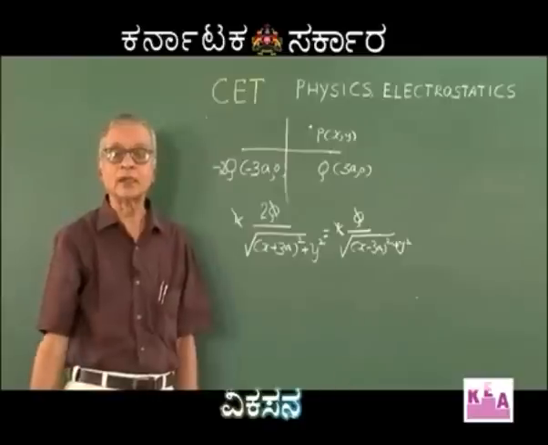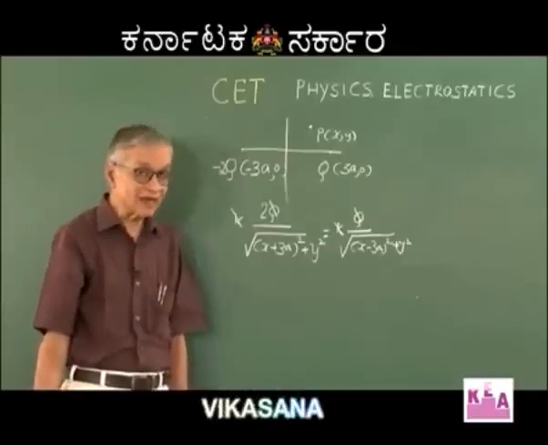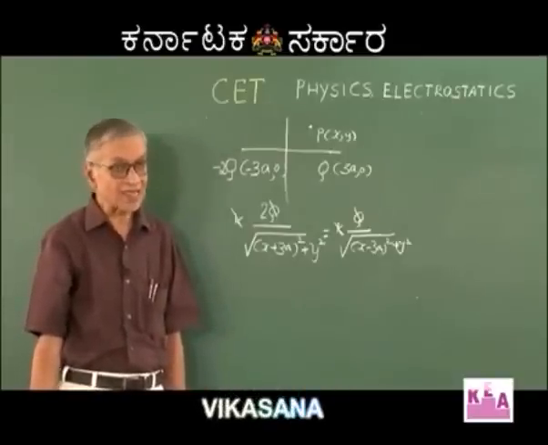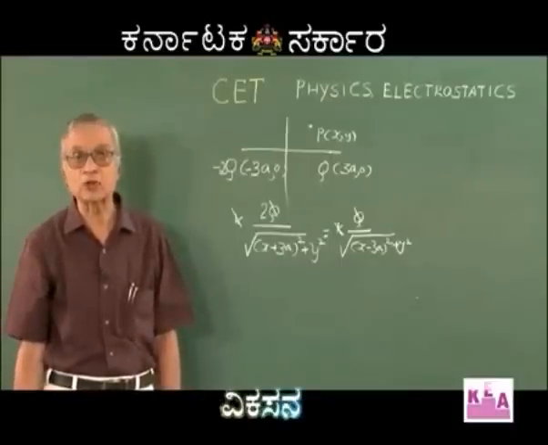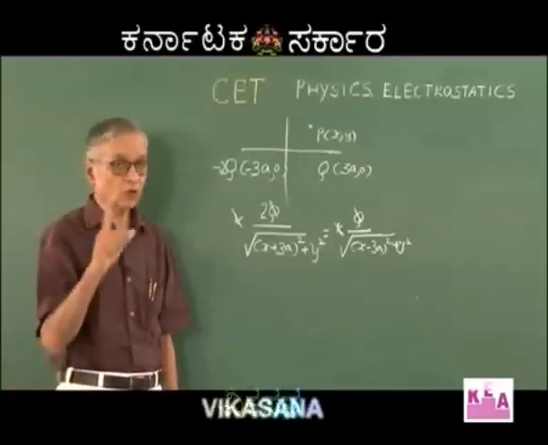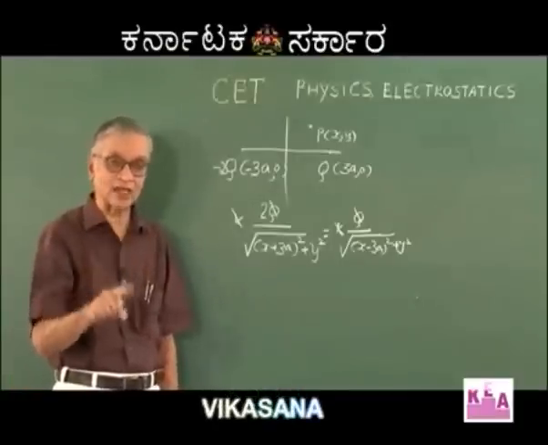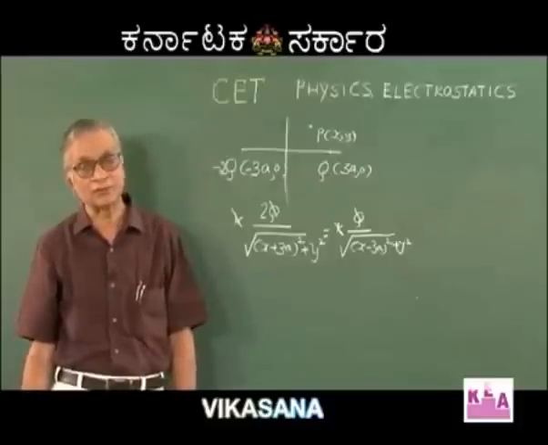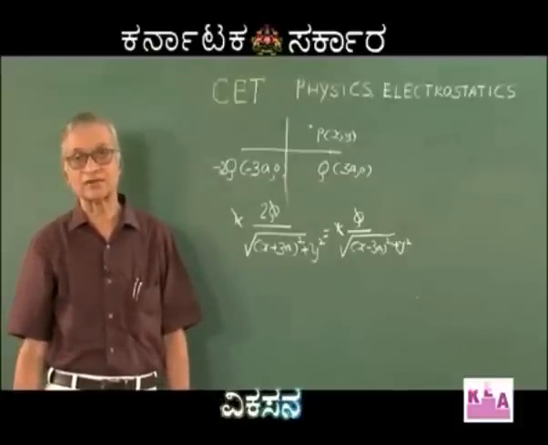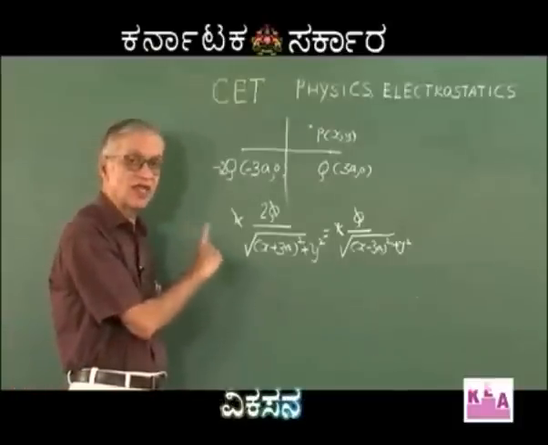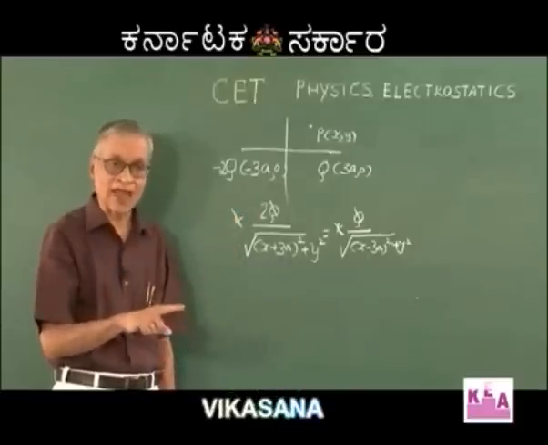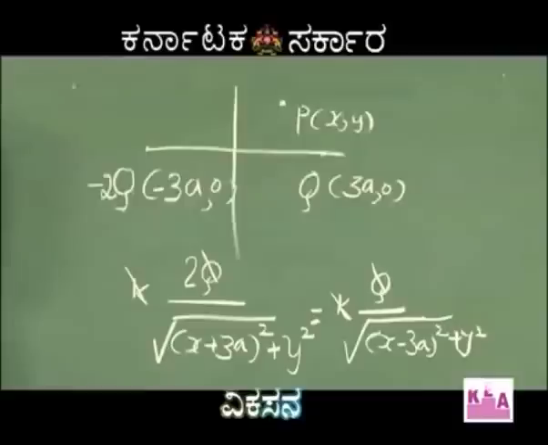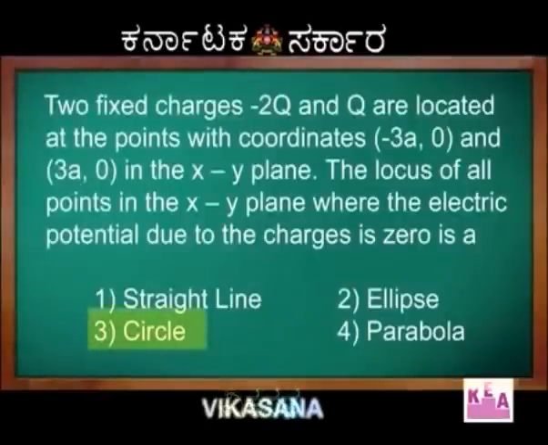You all know that a second degree equation of the type ax square plus ay square plus 2gx plus 2fy plus c equal to 0, that is, if the coefficients of x square and y square are equal and the xy term is absent, then it represents a circle. Therefore, since it is 3x square plus 3y square, coefficients of x square and y square are same and xy term is absent. Hence, the locus is a circle. Therefore, third alternative is the correct answer.